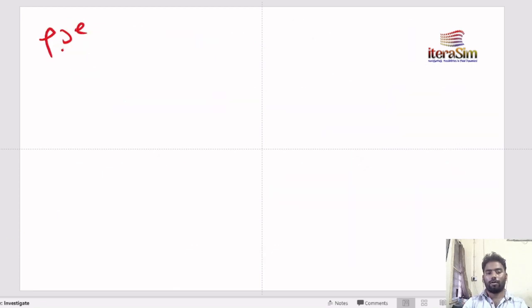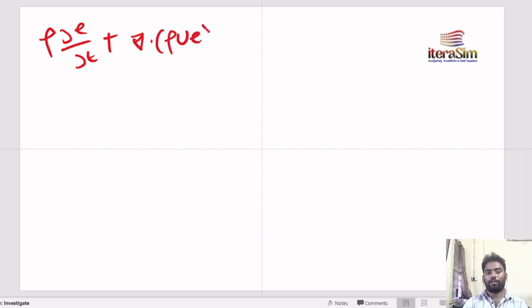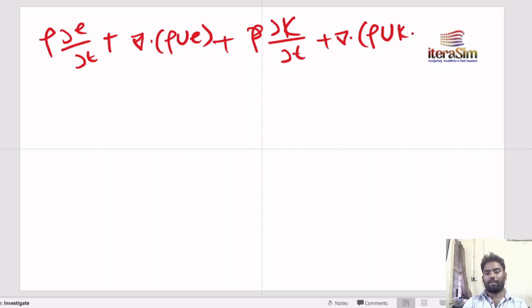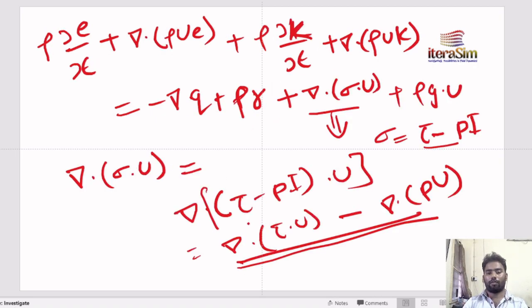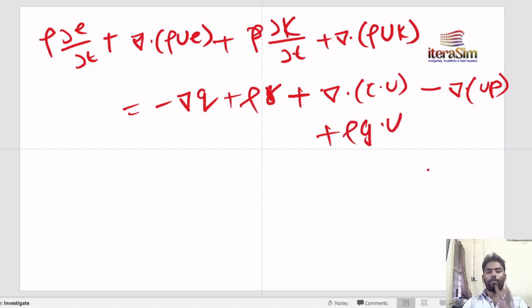So we will have rho del E upon del t plus del dot rho u E, plus rho del K upon del t plus del dot rho u K, equal to minus del dot q plus rho R. Now these two terms are what we are going to put here, so we can write plus del dot tau dot u minus del dot p u, plus rho g u. So this is the complete equation.